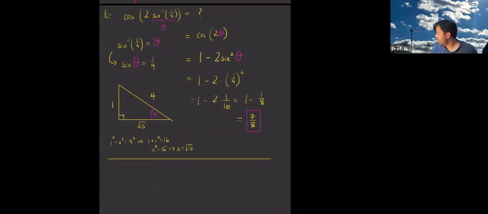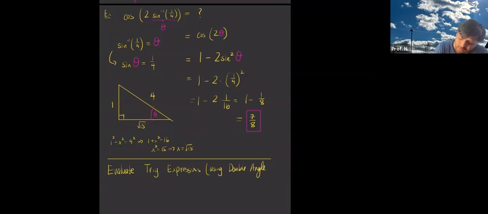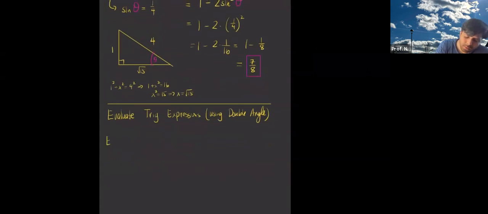Great. We're doing a lot here. Okay, so now I want to evaluate inverse trig expressions again using double angle. So it's kind of the same thing we've done already. But now we're just more specific. We're not going to find all 3 double angle formulas. We're just going to find one.